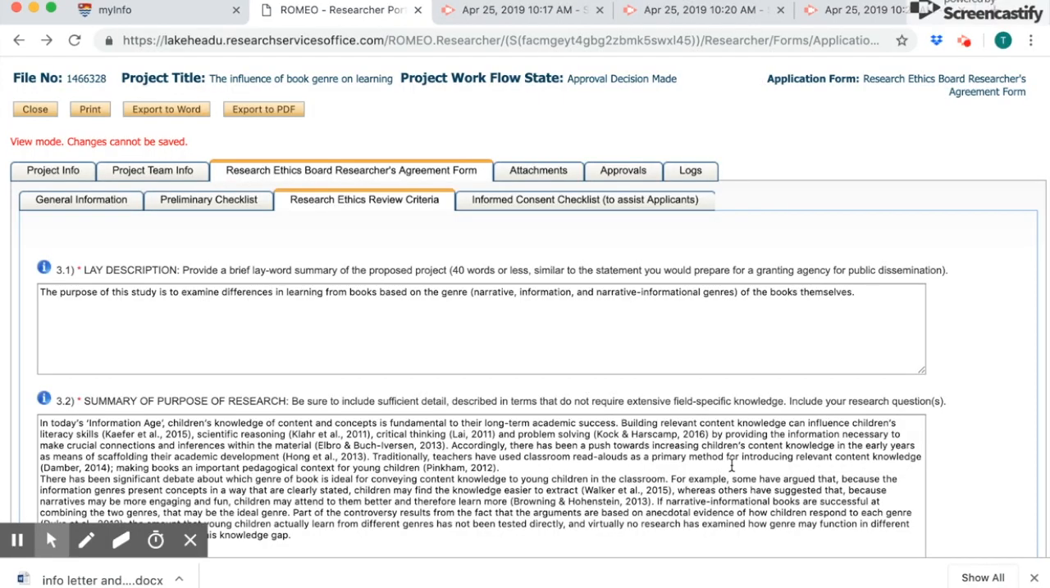Okay, so with all those major bases covered, what we do is we hit the submit button. Now, there is no submit button here because this was submitted a while ago, but you can see here's where it would be. And that's it. You have requested REB approval.